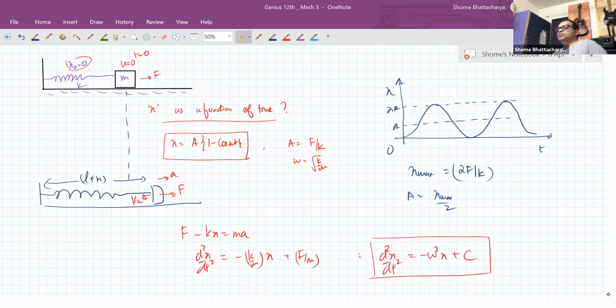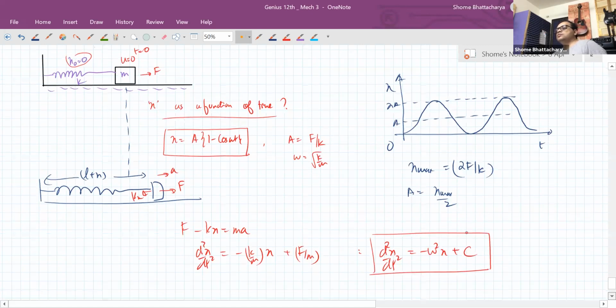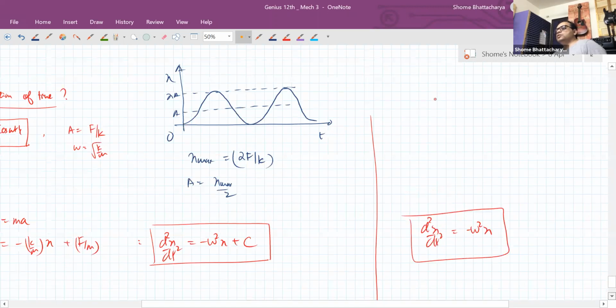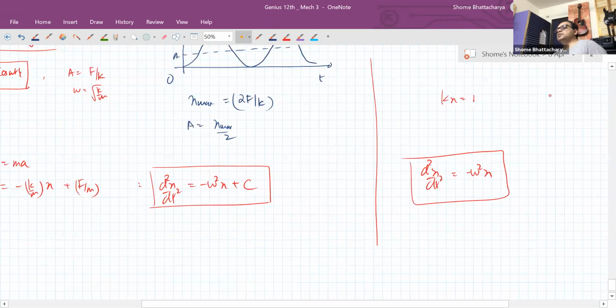Okay, so the solution of this differential equation versus the standard one, this one. Now for this, what should happen? For this, Kx should be equal to Ma, where A should be equal to minus d2x by dt square.